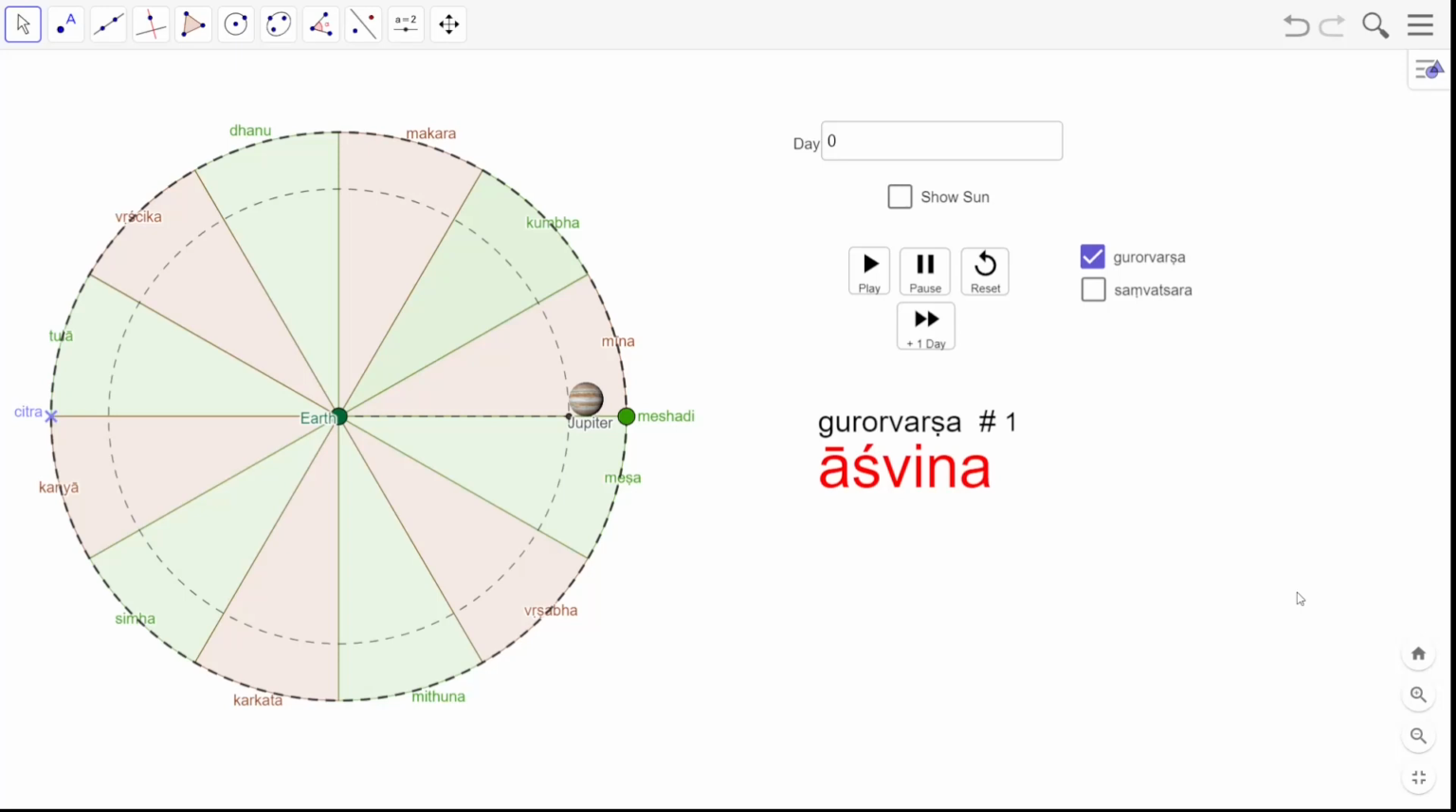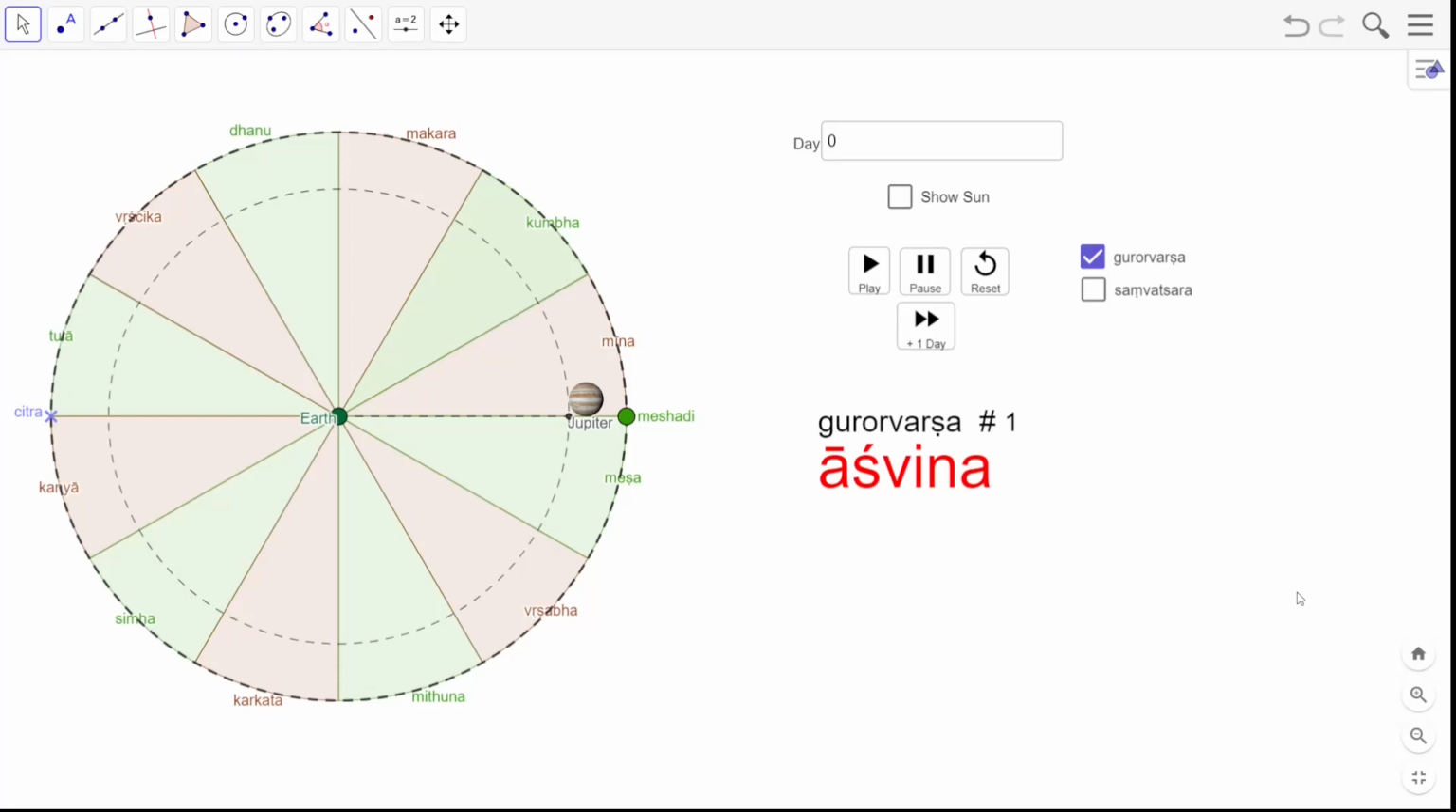Now, Gurorvarsha has exactly one single calendric element. So I thought it should be fairly easy to cover Gurorvarsha, but when I started digging deeper into it, I realized, you know, it's actually quite amazing how much there is to talk about when it comes to this one single calendric element.